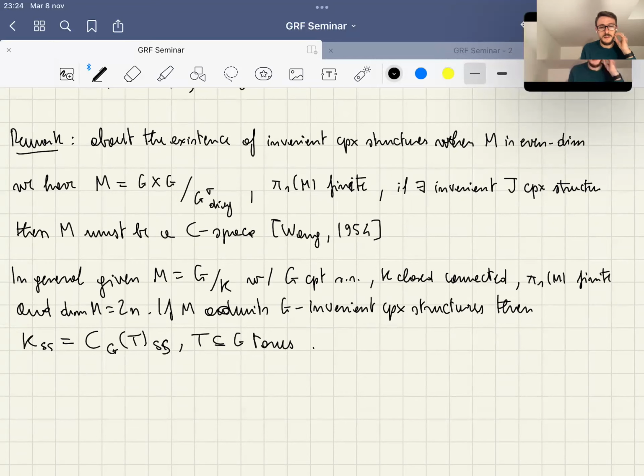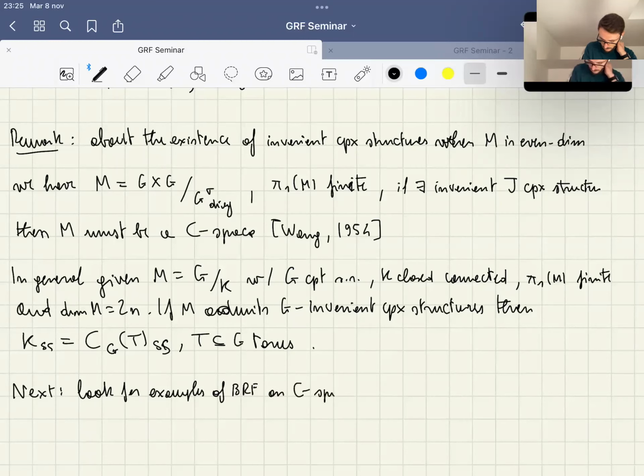But this leads to another interesting problem, in my opinion, that is the search for examples of the type I discussed today, so for BRF pairs on these C spaces. So what's going on next is the search for examples of BRF on C spaces. And this is a work in progress.